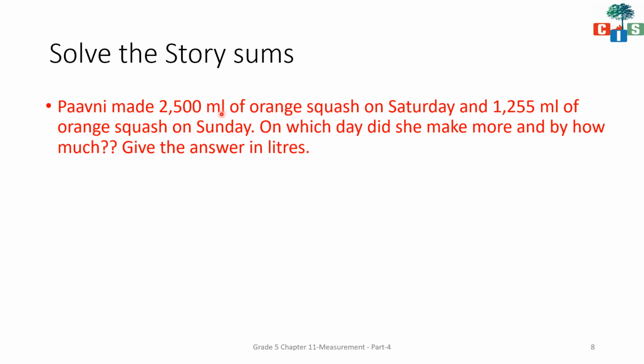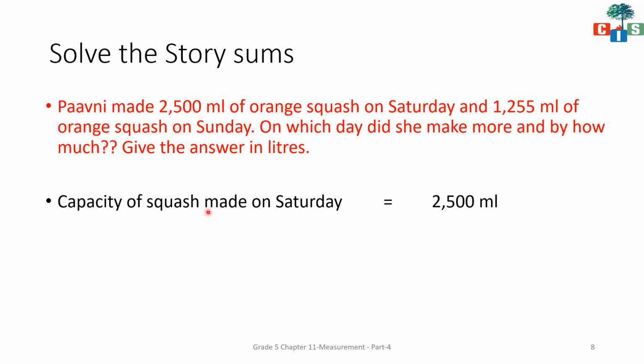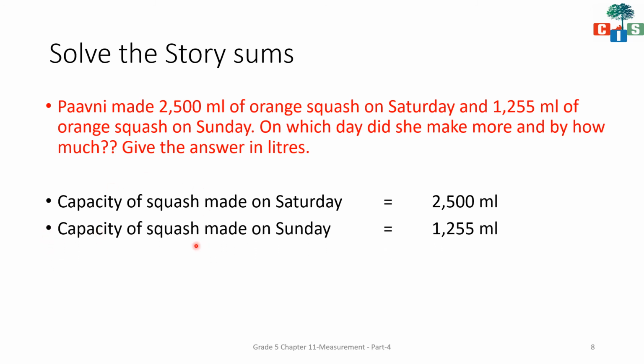For that what we need to do? First of all we have to see the first number in the given story. So here we have the first number as 2500 ml. This number shows that Pavni made orange squash on Saturday. So the first statement will be: capacity of squash made on Saturday, that is 2500. Okay, now we'll come to the next number, that is 1255 ml. Okay, this number shows that she made orange squash on Sunday. So the second statement will be: capacity of squash made on Sunday, that is 1255 ml.